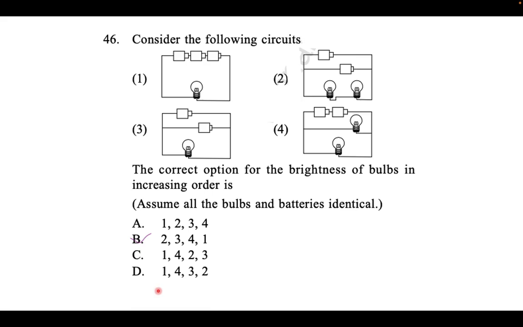In question 46, B is the answer. Maximum brightness will be in case 1 as cells are connected in series and only one bulb is present. Bulbs connected as shown in 4 will have less brightness as compared to 1. The circuits shown in 2 and 3 will have more brightness because only one bulb is connected. So the correct order of brightness in increasing order is 2, 3, 4, 1.